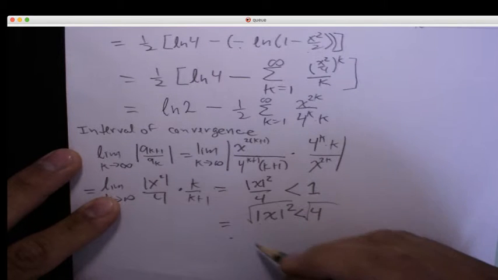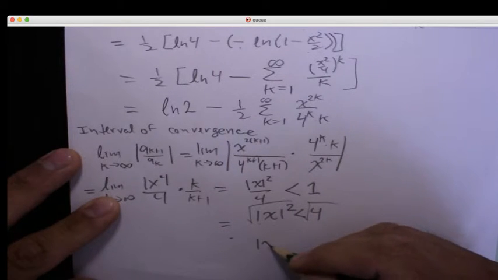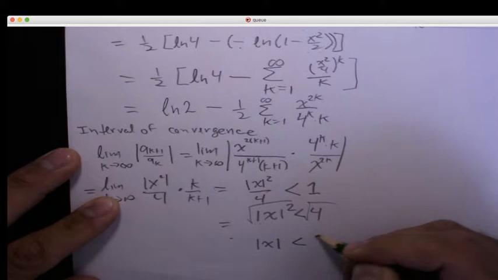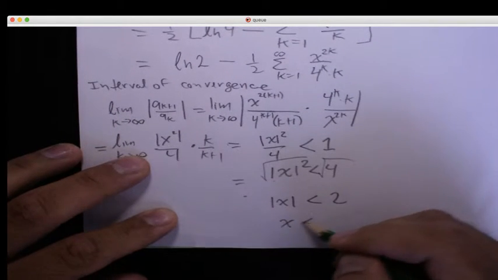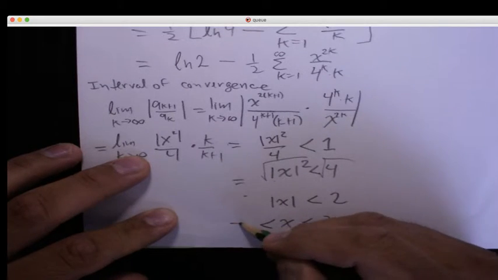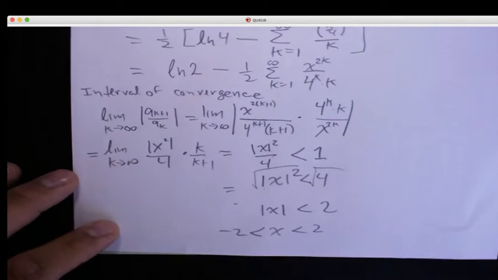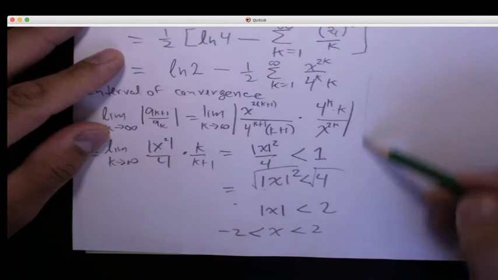So then we get the absolute value of x has to be less than 2, which means that x has to be between 2 and -2. Okay, and then we still have to test the endpoints.